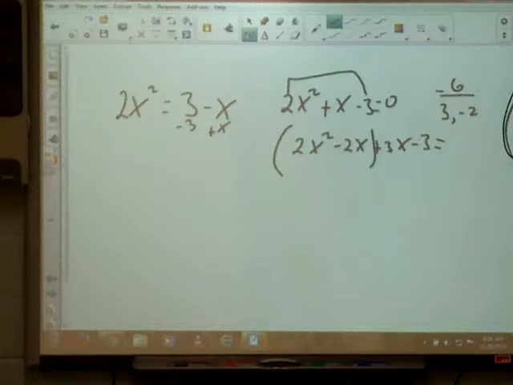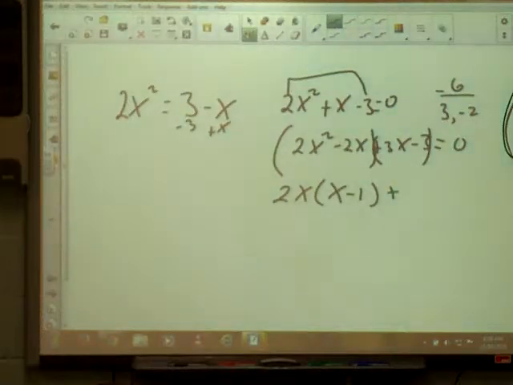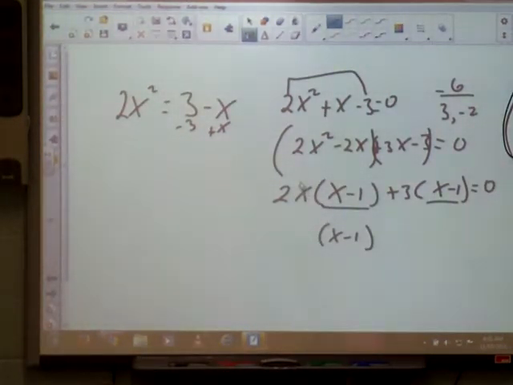Group those. Leave my equals 0. So now my GCF, and I'm looking a little bit different than yours, Austin, but that's all right. My GCF in this group would be 2x. That would leave me with x minus 1. This one would be 3, and that would leave me with x minus 1. So here's where Austin and I will get back on the same path again. I've got x minus 1, which he had, and then I've got 2x plus 3, which he had. So we just look different in a couple of steps.